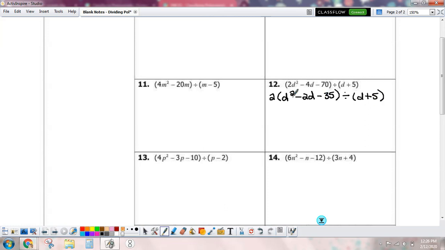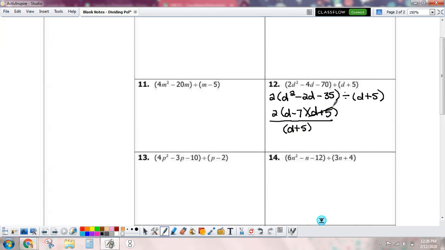Make sure we keep that part there. So let's go ahead and factor this. When I factor it, I've got d squared, so I've got d and a d. I'm trying to get something to multiply to get -35, but add together to get -2. And I know that 7 times 5 is 35. But since I want this -2, I should make the 7 the negative, so when I add, my number stays negative. Okay, and then all of this is over d plus 5.